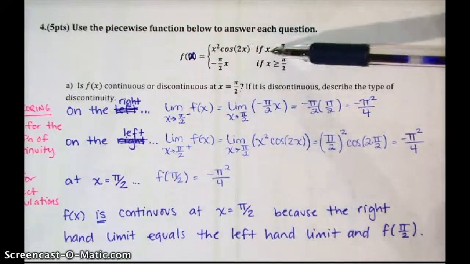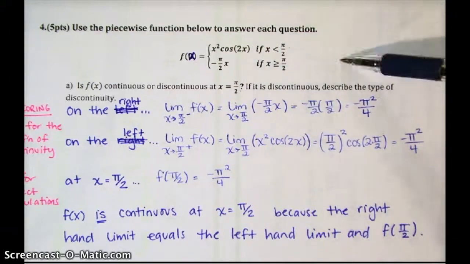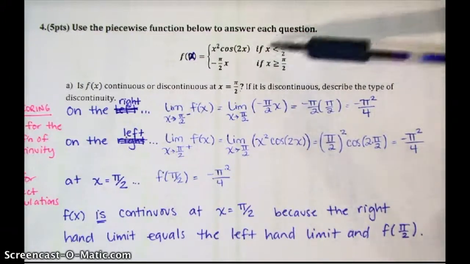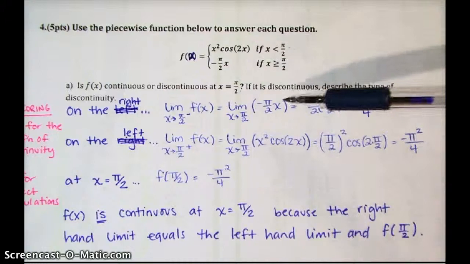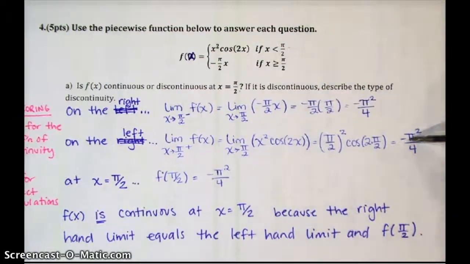On the top, this is the left-hand side of pi over 2. Imagine sketching a graph. The left-hand side is the left. So I use that equation for the limit on the left, and I use the bottom equation for the limit on the right. And it turns out that they all equal each other, so it is continuous.